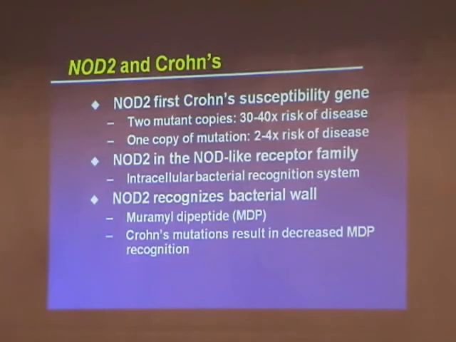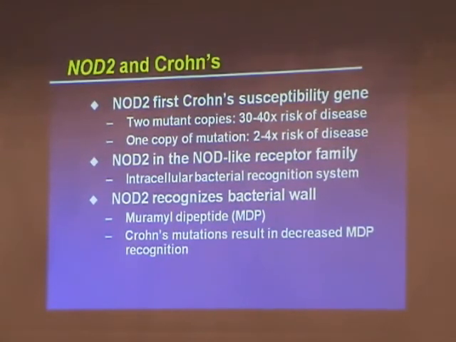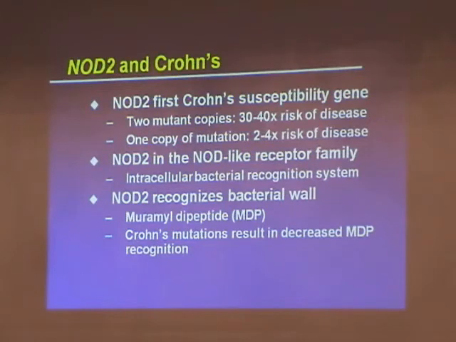So what are we doing about that? Okay, we start to think about this. We're bacteriologists, but we're trying to understand how the host sees our bacteria. So NOD2 is the first Crohn's susceptibility gene. If somebody harbors 2 mutant forms of the gene, maybe a 30, 40-fold risk of disease. 1 copy, maybe a 2 to 4-fold risk of disease.